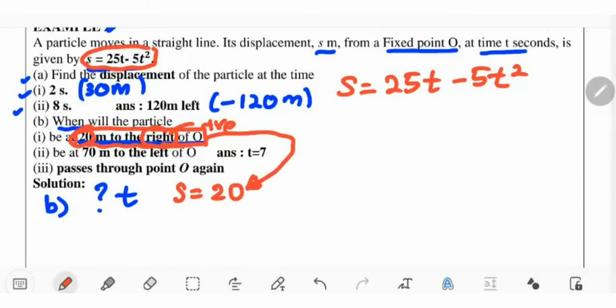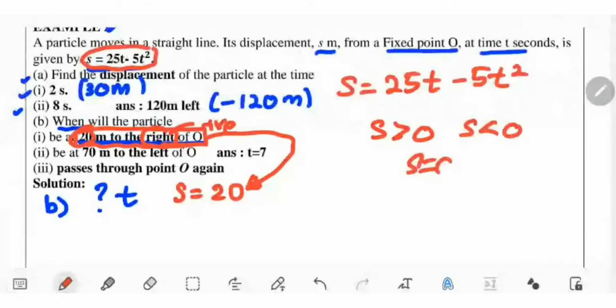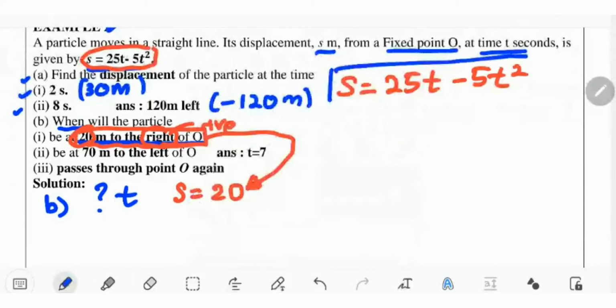S positive 20. Okay, given to you value, you just write whether it is positive or negative value. Kalau dia tak bagi value, you can use S more than 0 on the right, less than 0 on the left, and at origin, S equals 0. Boleh ke? Since given to you the value of S is 20, you write S equals 20. So this is a function of S.